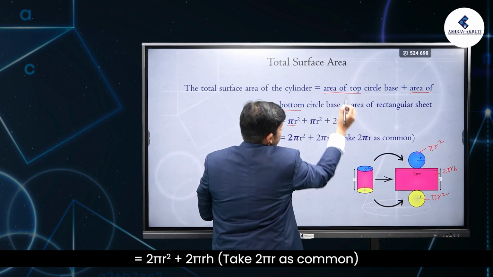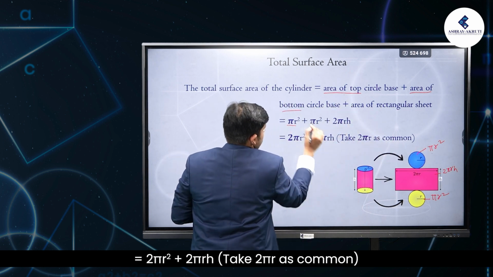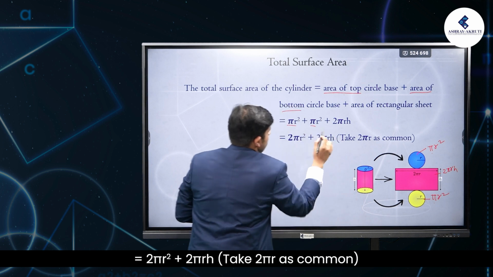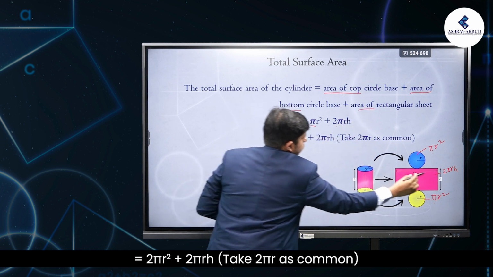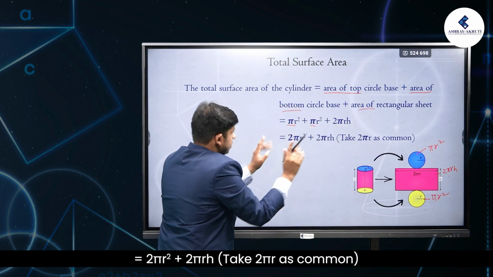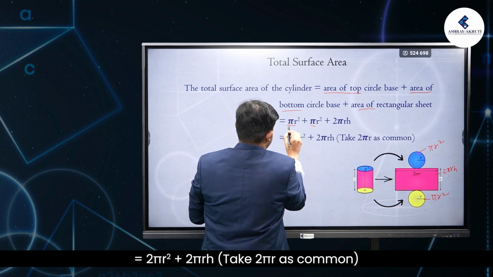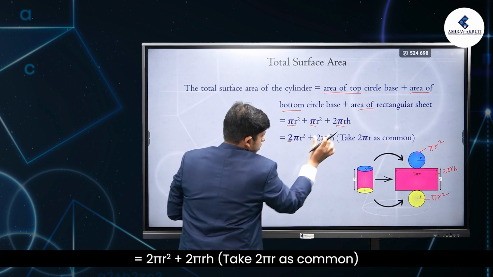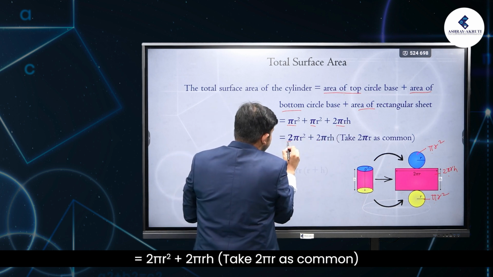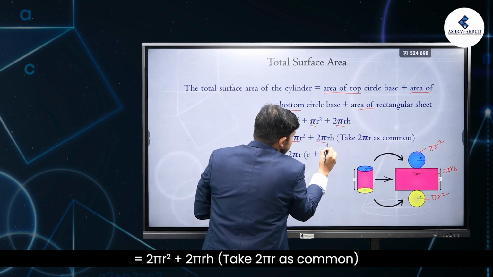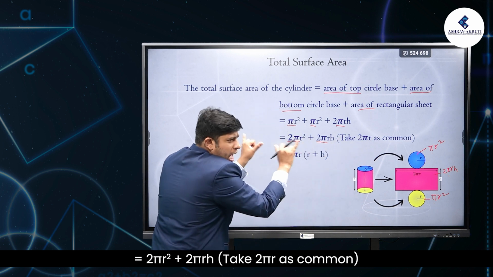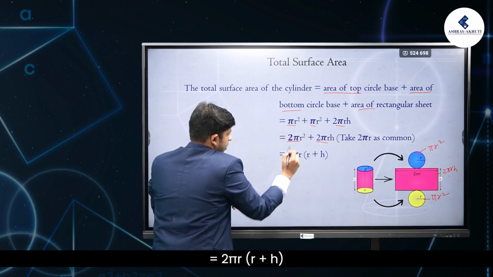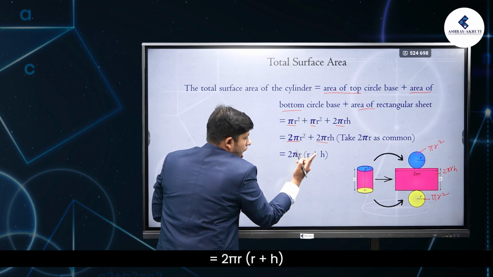Two pi r square plus 2 pi r h. Now take 2 pi r common, then we get 2 pi r into (r plus h).